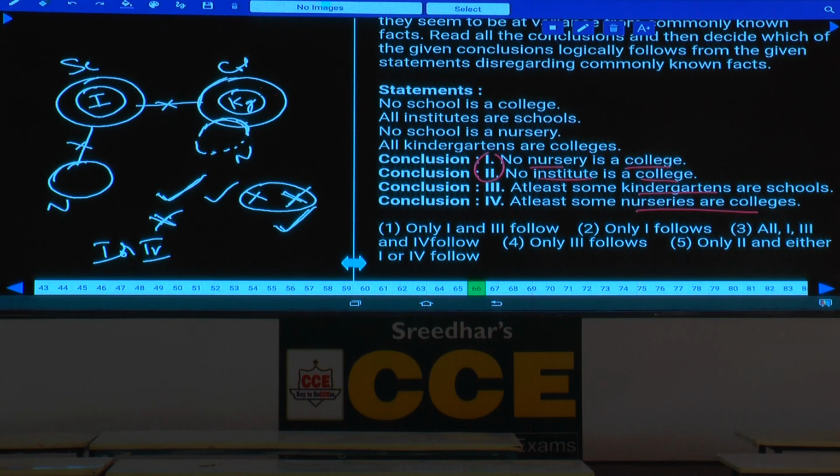Then coming to the second conclusion, the second one is again a negative conclusion. To make this one false, now we should prove the alternate diagram. No institute is college means now we need to prove some institutes are colleges, isn't it? Now in order to prove this one, some institutes are colleges, college is here, institute is here. Tell me whether I can draw my college like this. If I draw my college like this, then what happens here? No school is a college will be false. Statement invalid, which implies that the alternate diagram cannot be drawn. This will be true forever. Then what is your answer here? 2 and either 1 or 4, choice 5 is the answer. Done with this? 2 and either 1 or 4, choice 5.